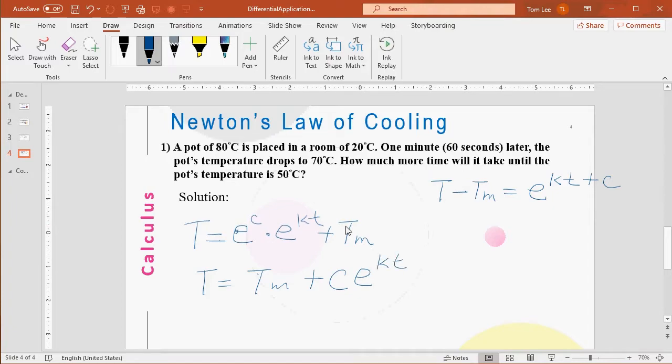Now the problem we are left with is to solve for the value of C and the value of k. We substitute the initial conditions into here to get the values of C and k. This one is a general solution, and then we use the initial values to find out what C and k are, so we get a specific solution.